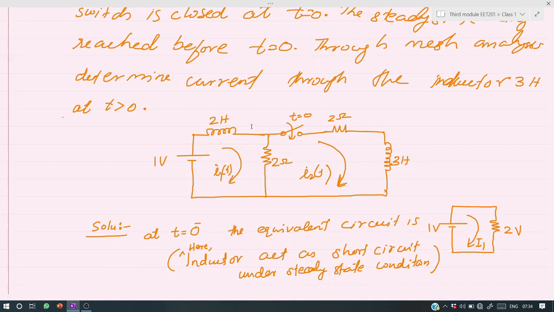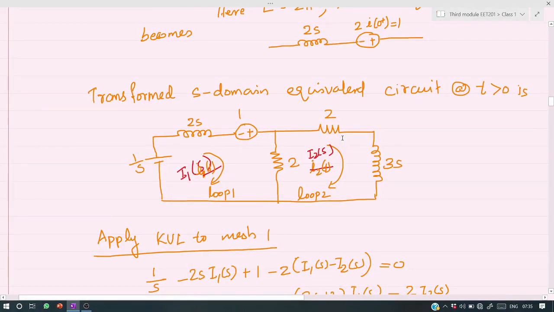Considering all these concepts, now we can draw the transformed equivalent circuit of this network for t greater than 0. This 2 Henry inductor becomes inductance 2S in series with a voltage source 1, as mentioned earlier. This 3 Henry inductor becomes 3S only, as the initial current through this inductor is 0. And for the resistor there is no change. In the transformed network their value is retained as 2 itself. So this is the transformed network corresponding to the above network.